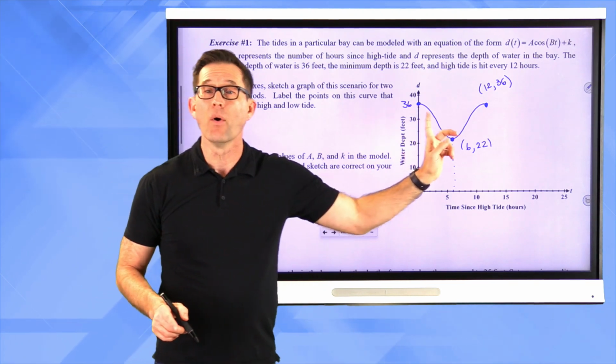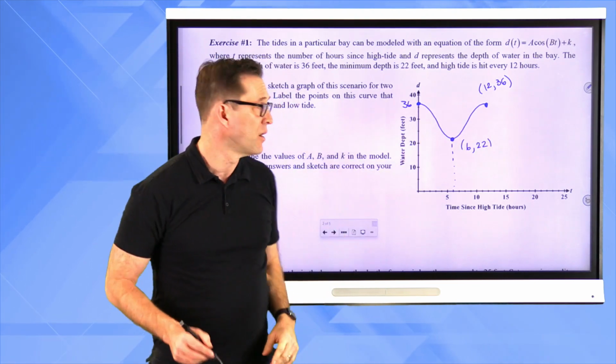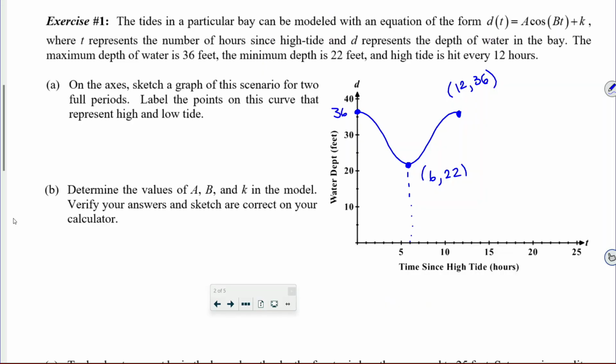But let's now go another 12 hours out. So we go to 24 hours, where we will hit high tide again. Maybe at 18 hours, we're going to hit low tide again.